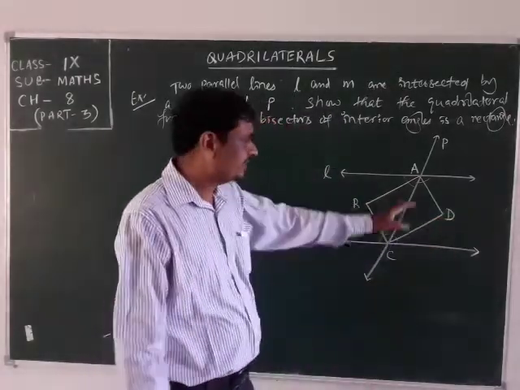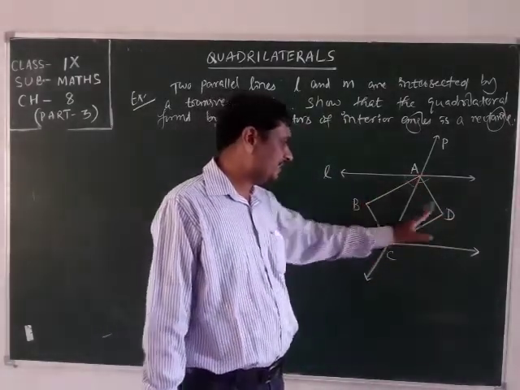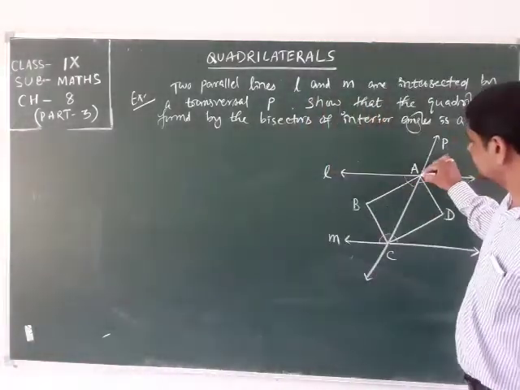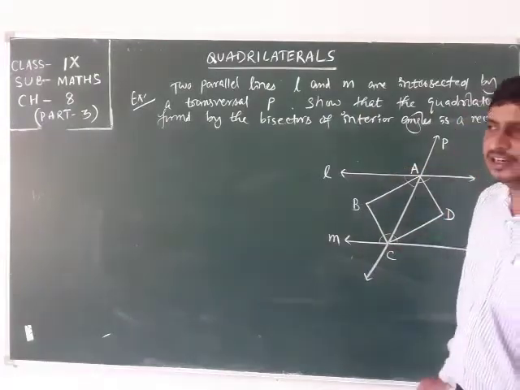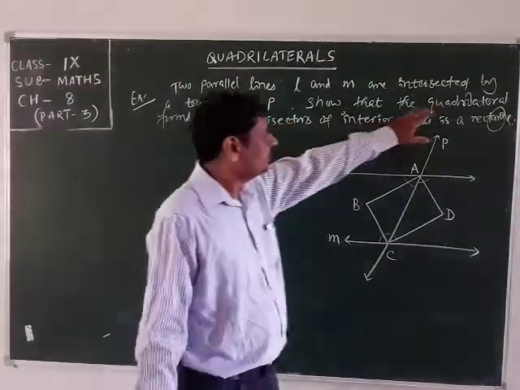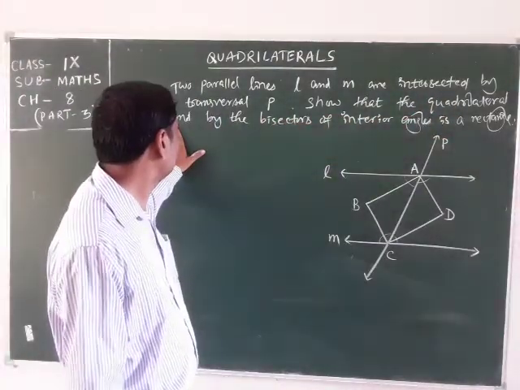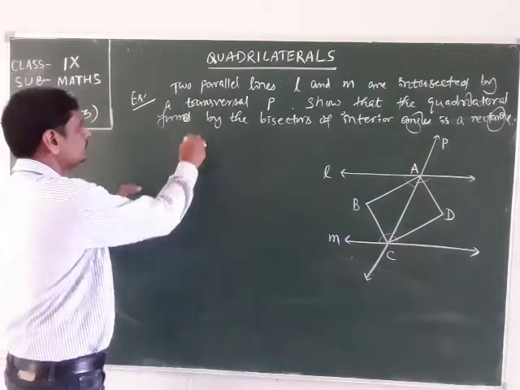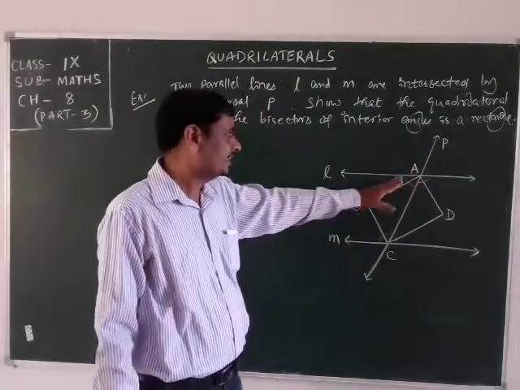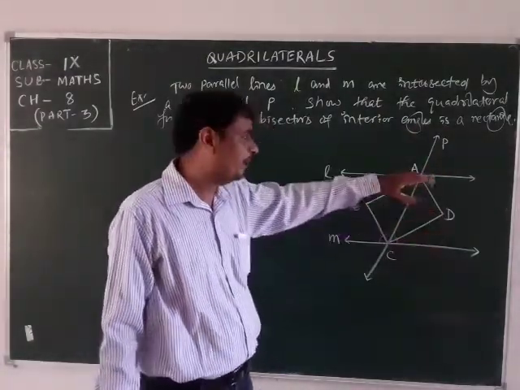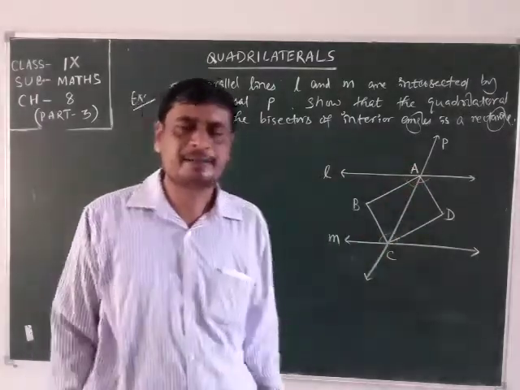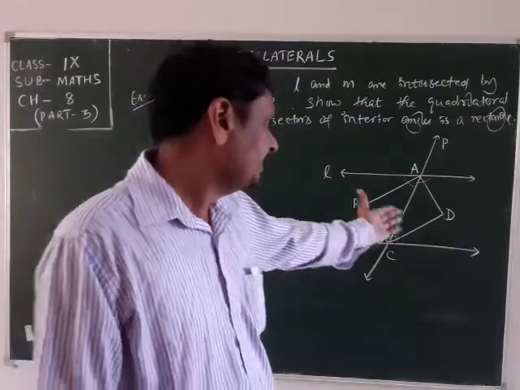We have to show that the figure ABCD is a rectangle. How to show it? The quadrilateral formed by the bisectors of interior angles is a rectangle. Here the quadrilateral ABCD is formed when we draw the angle bisectors of all the interior angles.